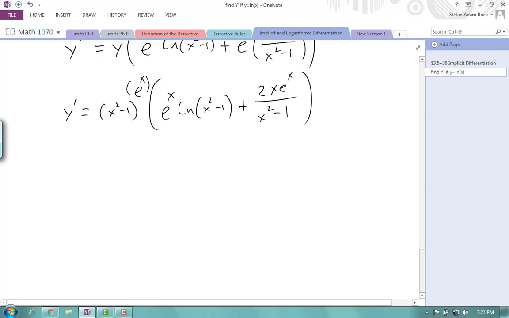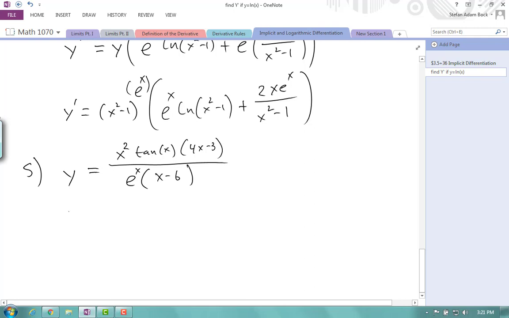But that's not the only thing that logarithmic differentiation has done for me. I can also simplify some of my nasty problems. And for this I have, suppose y is equal to x squared times tangent of x multiplied by 4x minus 3, all divided by e to the x times x minus 6. And naturally I want to find y prime.